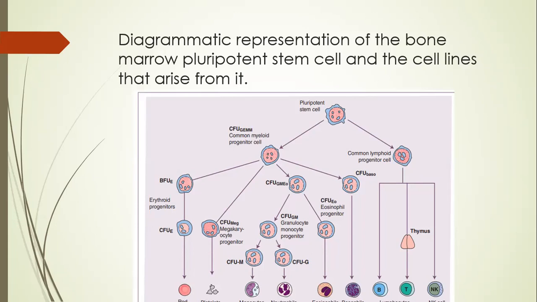CFU will make BFU, the erythroid progenitors, that will make red blood cells. The CFU megakaryocyte progenitors, and the CFU-GM, that is the granulocyte-monocyte progenitor, and eosinophil progenitors will form macrophages, granulocytes, monocytes, red blood cells, eosinophils, basophils, B lymphocytes, T lymphocytes, and the natural killer cells.